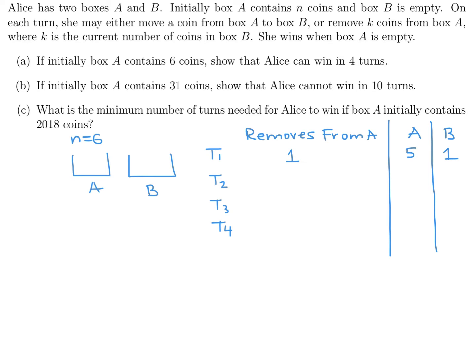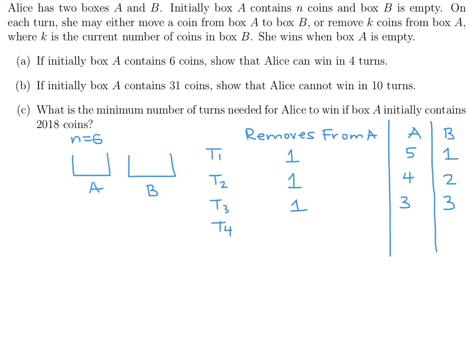Now she can remove either 1 or she can remove the number of coins in box B. But B is also 1. So I guess the second move is also only 1. And then she removes it. So this drops down to 4. This now becomes 2. Now she can remove another 1, and this drops down to 3.